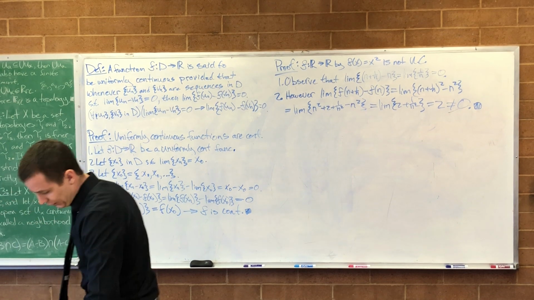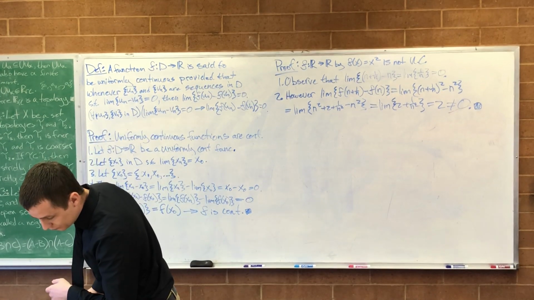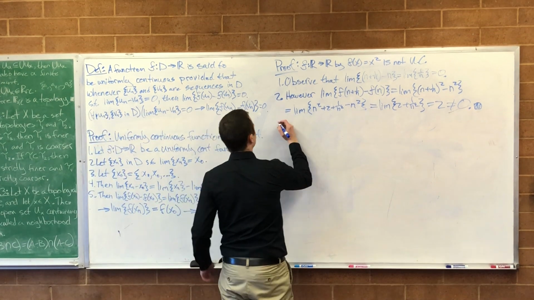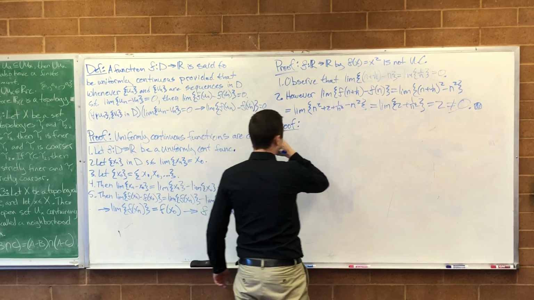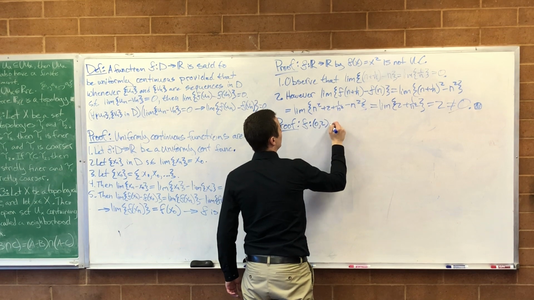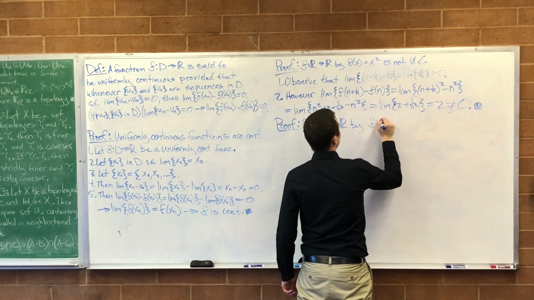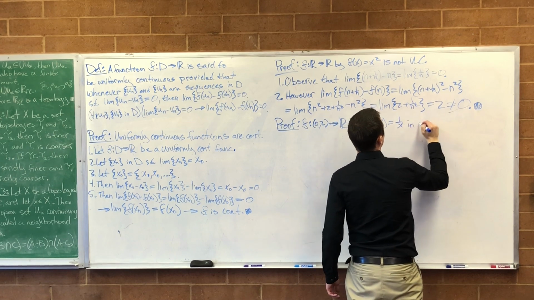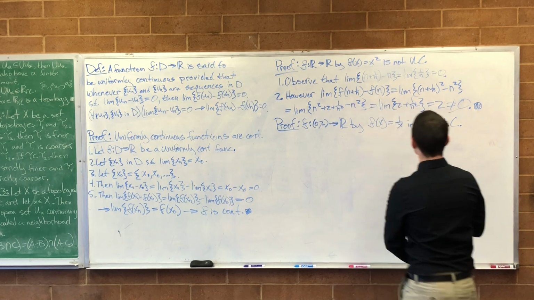Next we prove that 1 over x is not uniformly continuous on the interval. We've got to start from 0. Yeah, 0 to 2. Doesn't matter where we start. So our next proof: prove that f from (0, 2) to R, defined by f of x equals 1 over x, is not uniformly continuous.